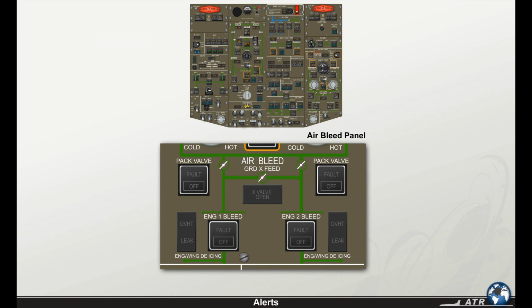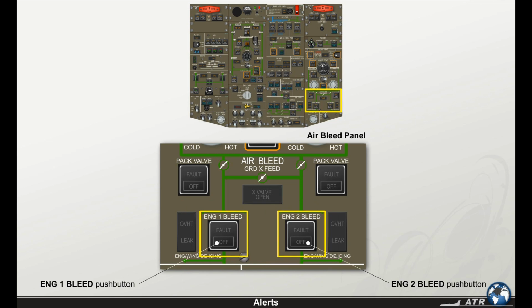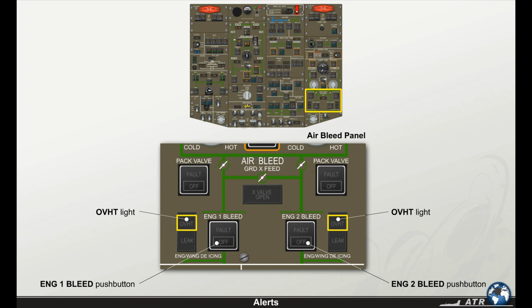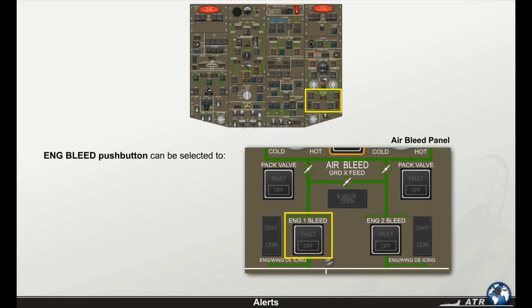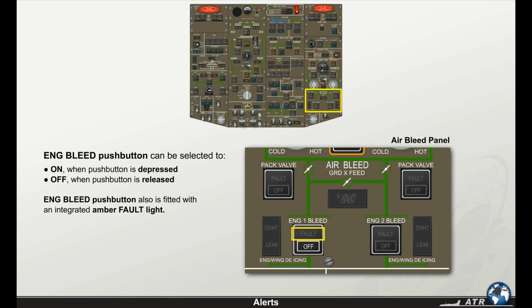The air bleed panel is located on the right side of the overhead panel. This panel comprises the engine bleed push buttons, the overheat lights, the leak lights, and the ground crossfeed open light. The engine bleed push button can be selected to on when the push button is depressed, off when the push button is released. It is also fitted with an integrated amber fault light.